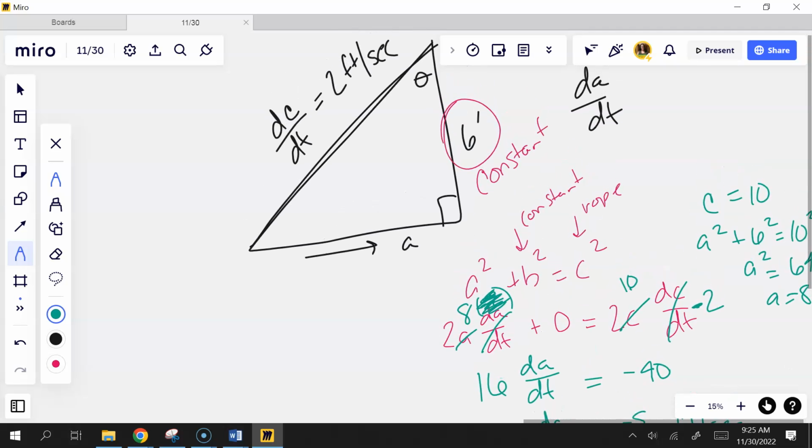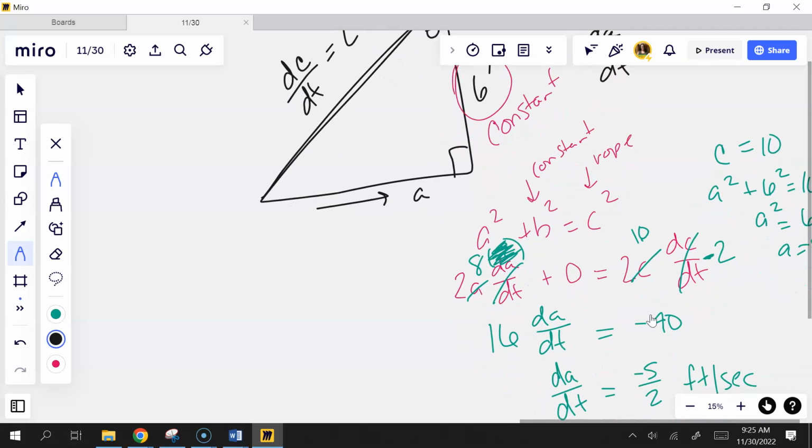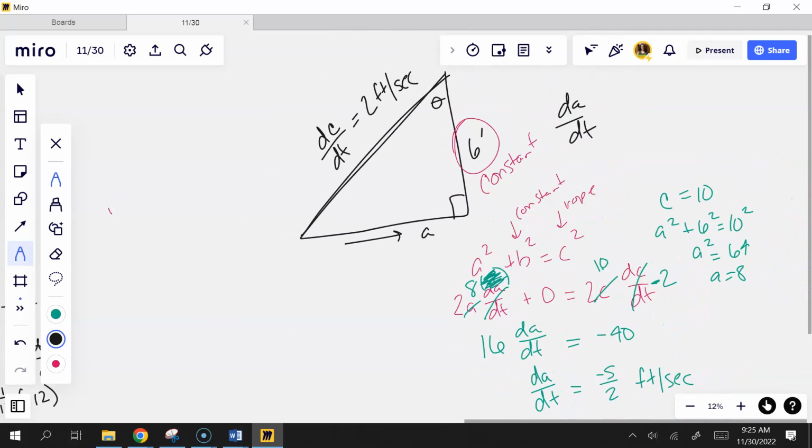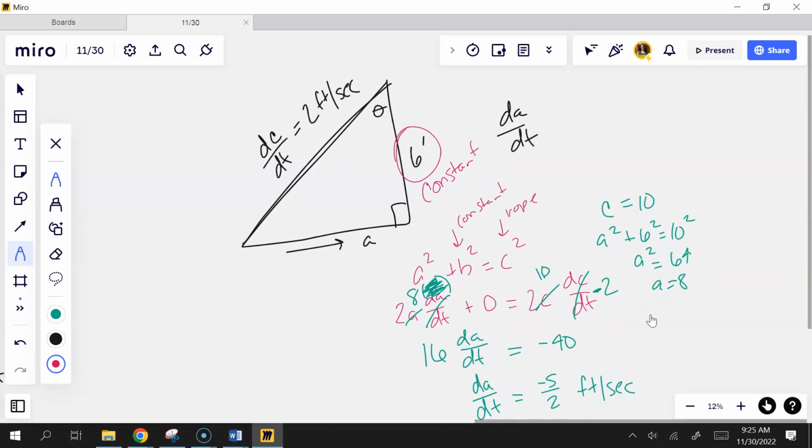So again, I'm gonna need, and I'm at this same moment, right? So since I'm at this same moment, I can kind of put in what I know. I know that dA/dt is -5/2 feet per second. I know that C is 10. I know that A is 8. And so now all I need is d theta/dt.